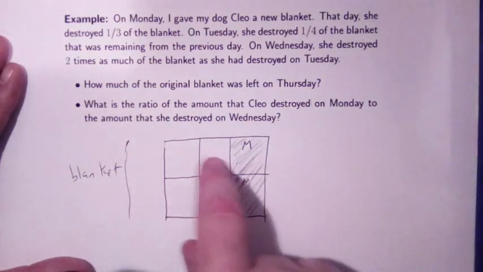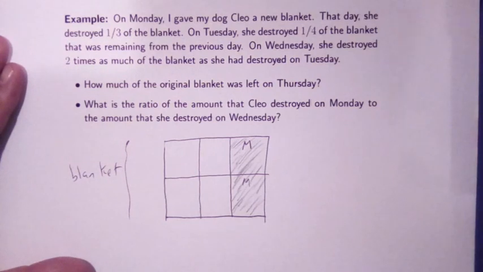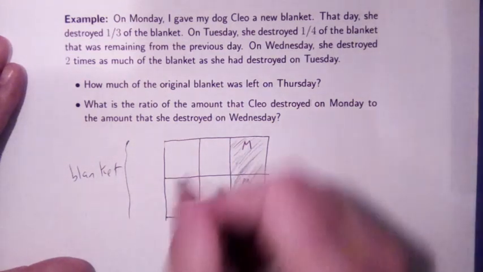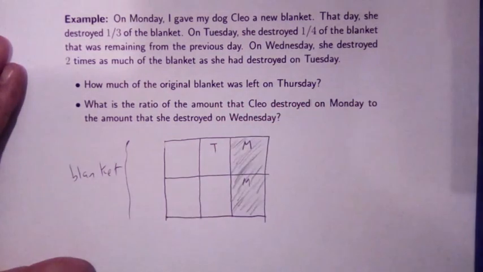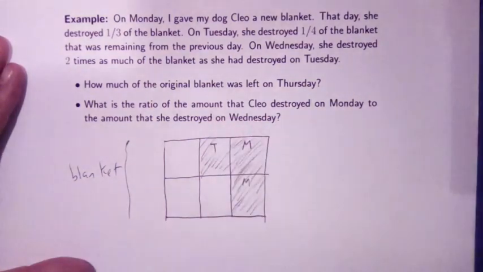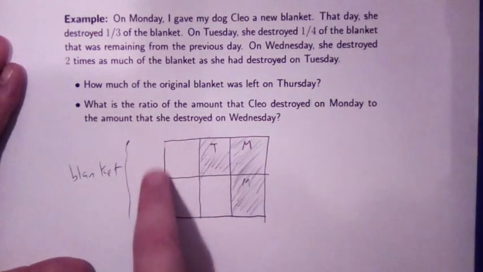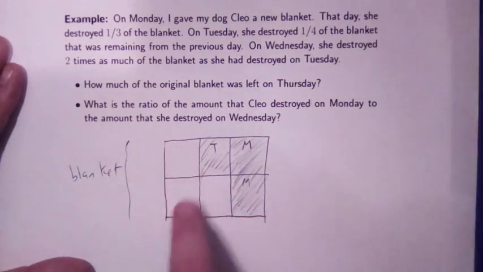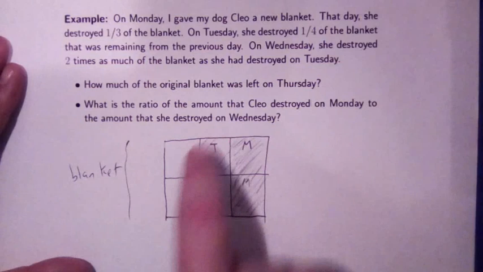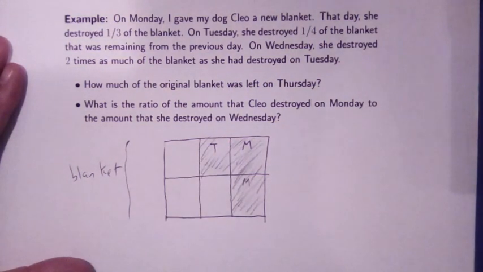So what was left over, instead of being in 2 pieces, is now in 4 pieces. And she destroyed 1/4 of those 4 pieces. So on Tuesday, Cleo destroyed one of those 4 slices. So on Monday, she destroyed 1/3 of the original blanket, and what was left over, we split into 4 pieces, and Cleo destroyed 1/4 of those 4 pieces.